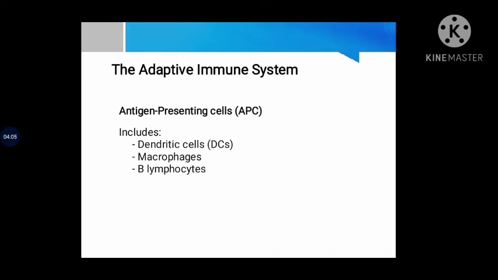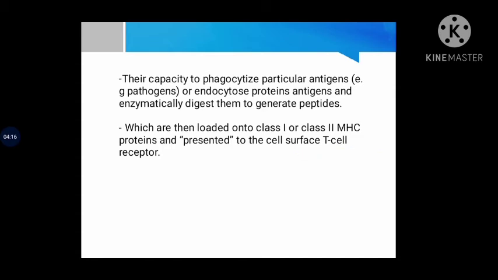So this includes dendritic cells, macrophages, and B lymphocytes. So their capacity to phagocytize particulate antigen or endocytose protein antigen and enzymatically digest them to generate peptides, which are then loaded onto class 1 or class 2 MHC proteins and presented to the cell surface T cell receptor.